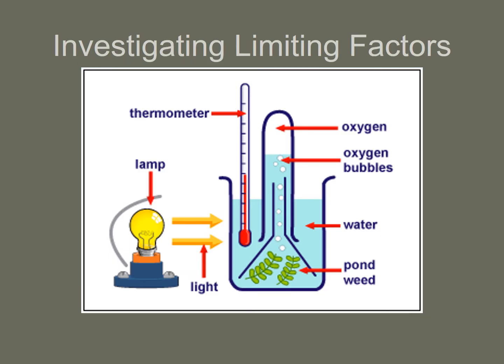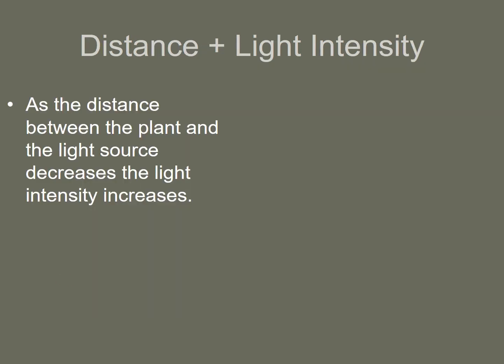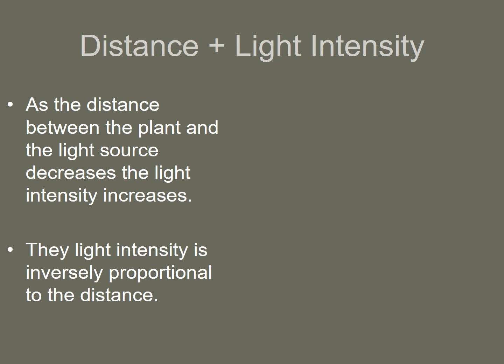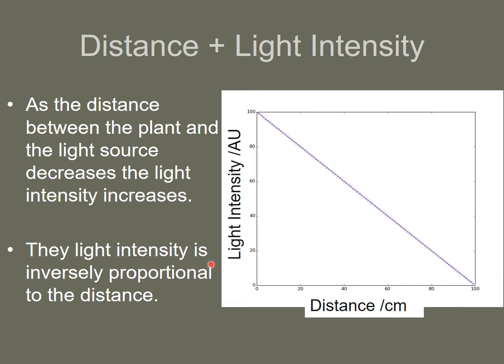We can investigate these rates of photosynthesis. So one thing that we might want to change here is the distance between the light, so this lamp, and the pondweed, and that's going to affect the light intensity. And so as we increase the distance between the lamp and the pondweed, what's going to happen to the light intensity? It's going to decrease, and so we'll end up with a graph that looks a little bit like this.